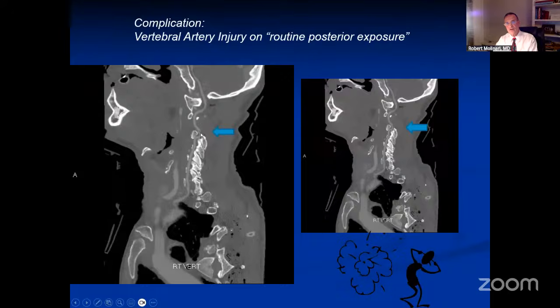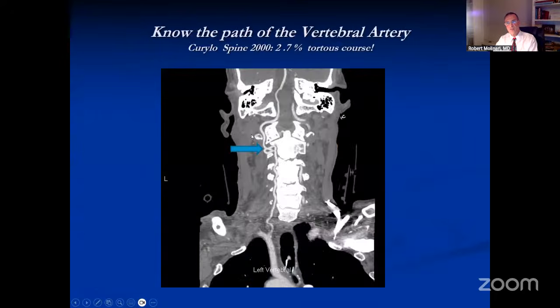You can see right here, this is the repair of the vertebral artery intraoperatively, but the vertebral artery is nowhere where it's supposed to be. It's through the posterior elements posteriorly. This is the patient 6 months post-op. You really have to know the course of the vertebral artery, especially when you operate at the cranial-cervical junction.